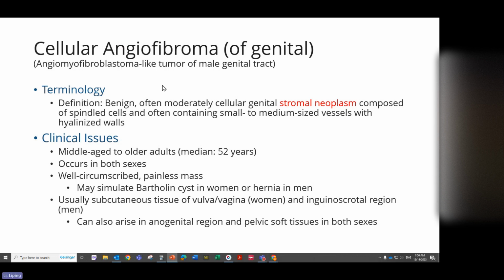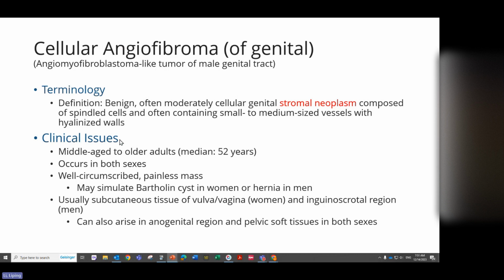So for this entity, they have cellular in front of angiofibroma. The terminology for this one is a benign, moderately cellular genital stromal neoplasm composed of spindle cells and often containing small to medium-sized vessels with hyalinized walls. So for this entity, we have a lot of cells and a lot of vessels, and these vessels are not big, small to medium size, and they also have thick hyaline walls, just like the deep angiomyxoma.